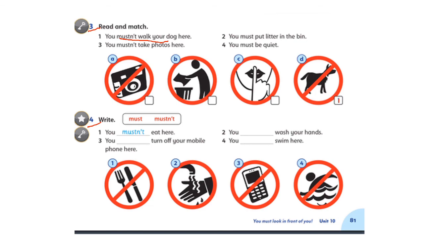4. Right. You just need to write must or mustn't in the sentence. Again, you have to look at the signs. 1 for picture 1, 2 for sign 2, 3 for sign 3, and 4 for sign 4. 1. You must or mustn't eat here. You, yes, because there is a line across here, so that means mustn't. So you write, you mustn't eat here. Okay, easy, right? Please do this part.